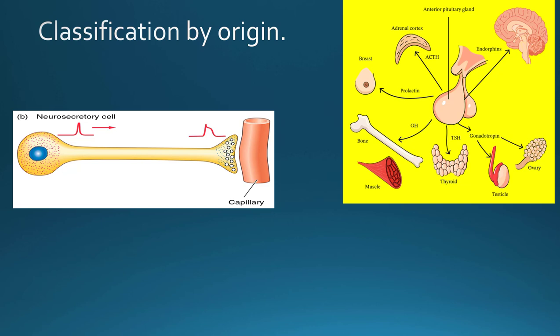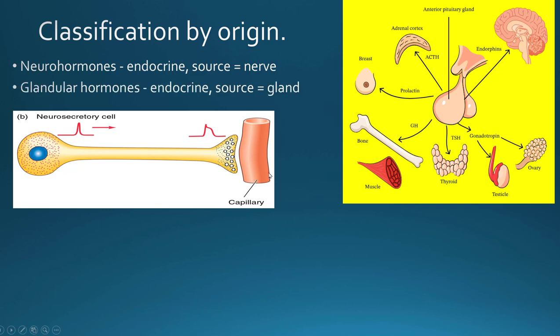Now classification by origin. Neurohormones, they are endocrine and the source is nerves. They are produced by the nerves at one point, and they are carried to the blood vessel and act at another point. Glandular hormones, they are also endocrine. Source are glands. These are various glands.